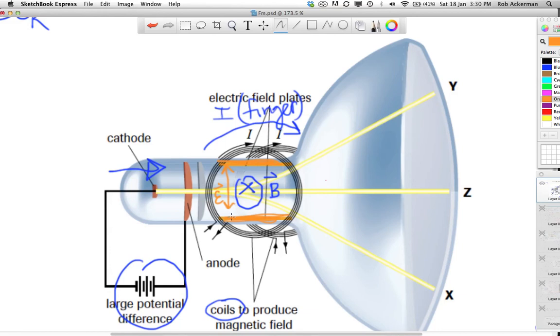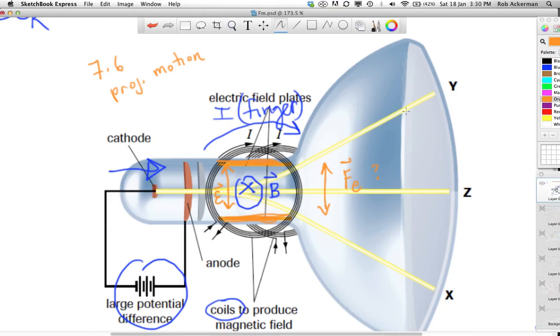However, if you remember from section 7.6, where we studied projectile motion and particles, the deflection of charged particles in an electric field, this will lead to a force, an electric force, that is either up or down. We don't know which because we don't know how these have been connected to a power supply.